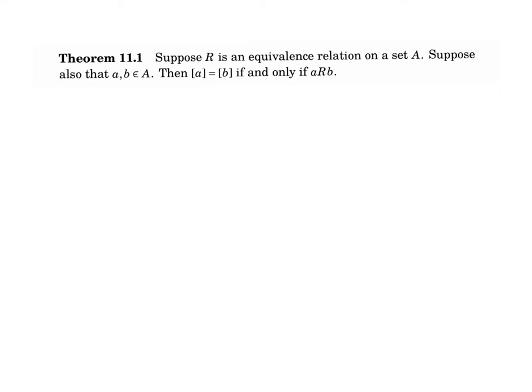Okay, so the first theorem we want to show is that if you have an equivalence relation R and a and b in the set A, then the equivalence class of a is equal to the equivalence class of b if and only if a is related to b. So let's go ahead and prove that. It's an if and only if, so I'm going to prove both directions. Let's start by assuming that the equivalence class of a is equal to the equivalence class of b, and I want to try to show that a is related to b.